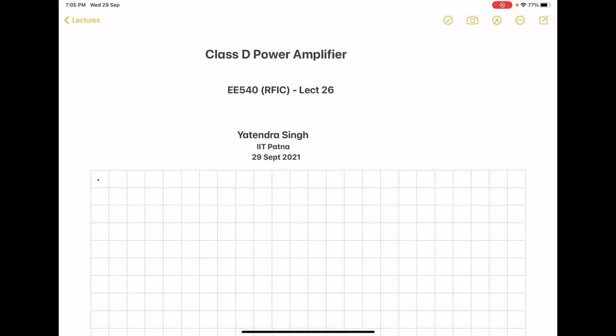We'll start discussing switch-based power amplifiers, and the simplest and most widely studied and used is the Class D power amplifier.